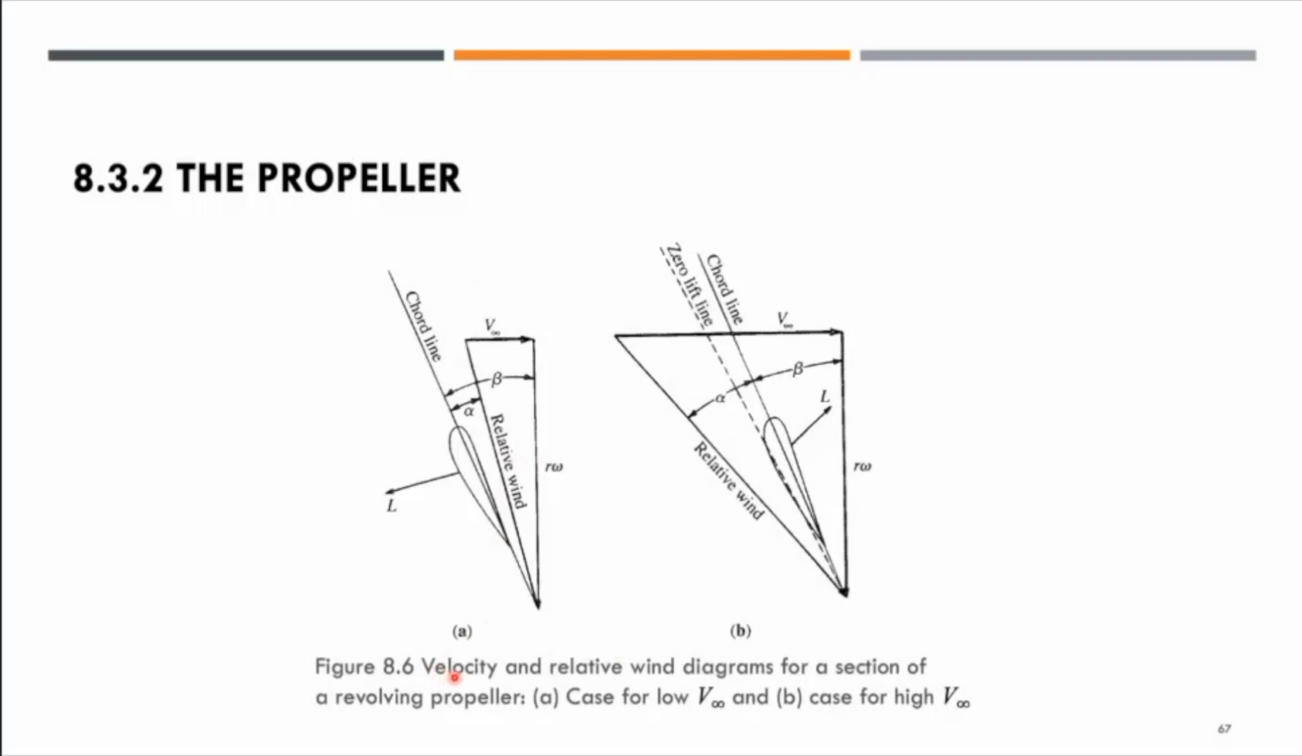We have velocity and relative wind direction for a section of a revolving propeller, in case A for low free stream velocity and case B for high free stream velocity. You can see there is an alpha there, there is a beta there. Looking at the difference between the two, we will explain in terms of the cases. You can see the lift is also generated in a different direction for the two different cases of free stream velocity.